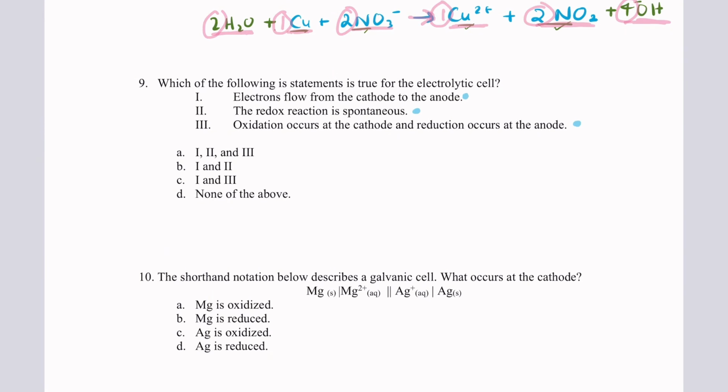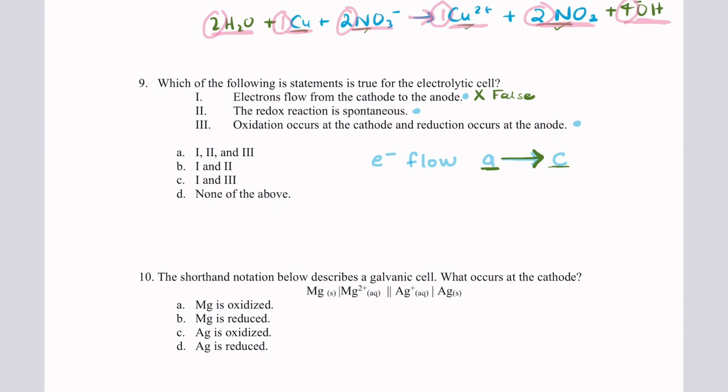Let's think about electron flow. In any electrochemical cell, electrons always travel from the site of oxidation to the site of reduction. Oxidation happens at the anode and reduction happens at the cathode. That means electrons flow from the anode towards the cathode, not the other way around. Statement 1 says the opposite, so statement 1 is false.